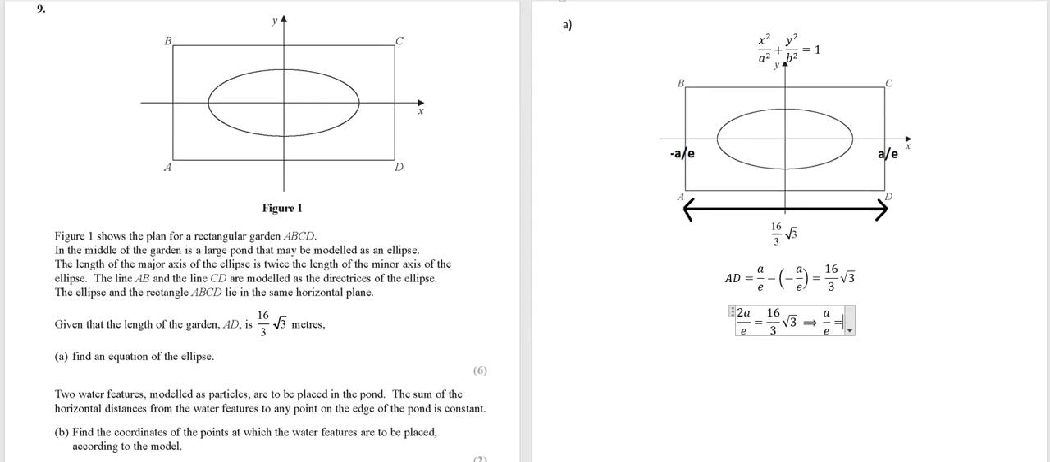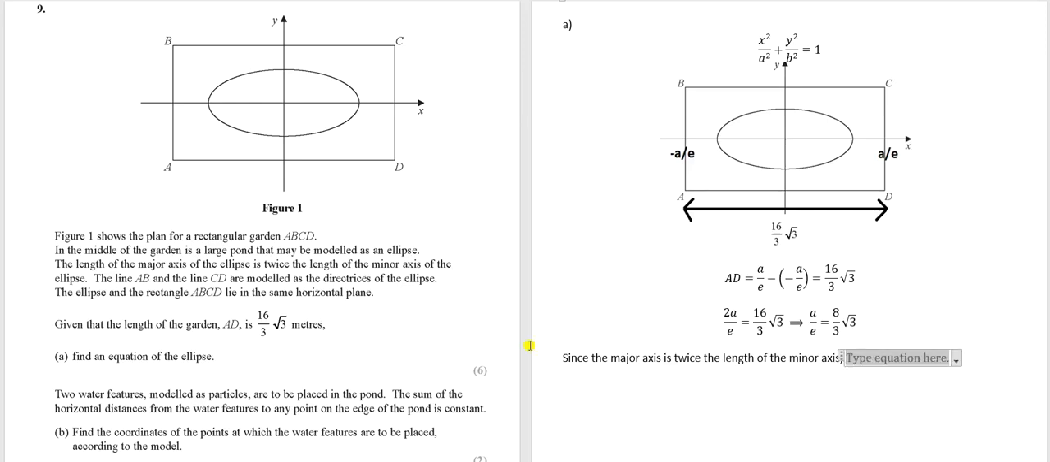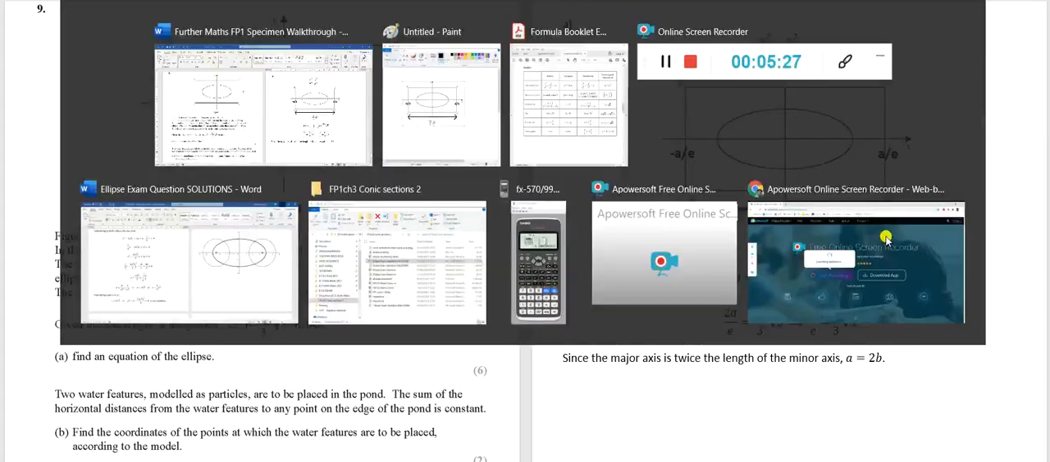Or if you prefer, A over E equals 8 over 3 root 3. Now, in addition to that, we've got some information that links A and B. We can say that since the major axis is twice the length of the minor axis, we know that A is equal to 2 times B. A, remember, is going to be the coordinate of the point where this ellipse crosses the positive x-axis.